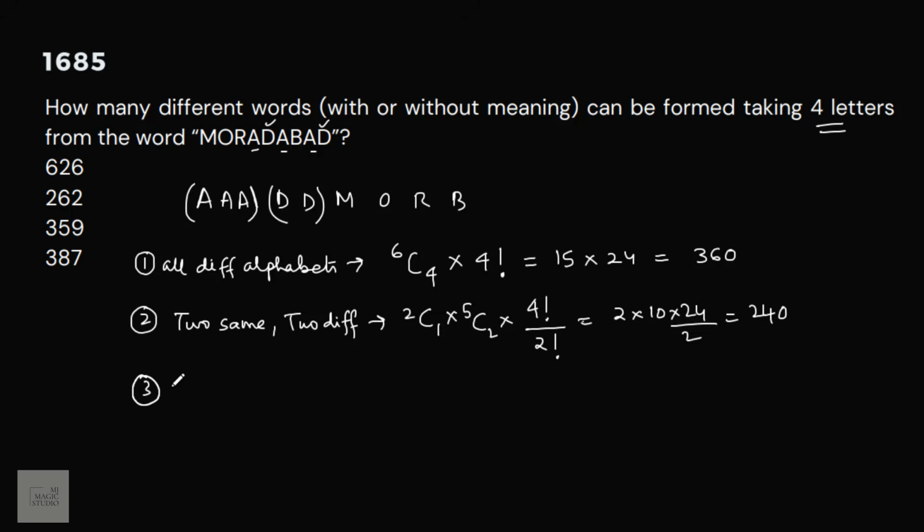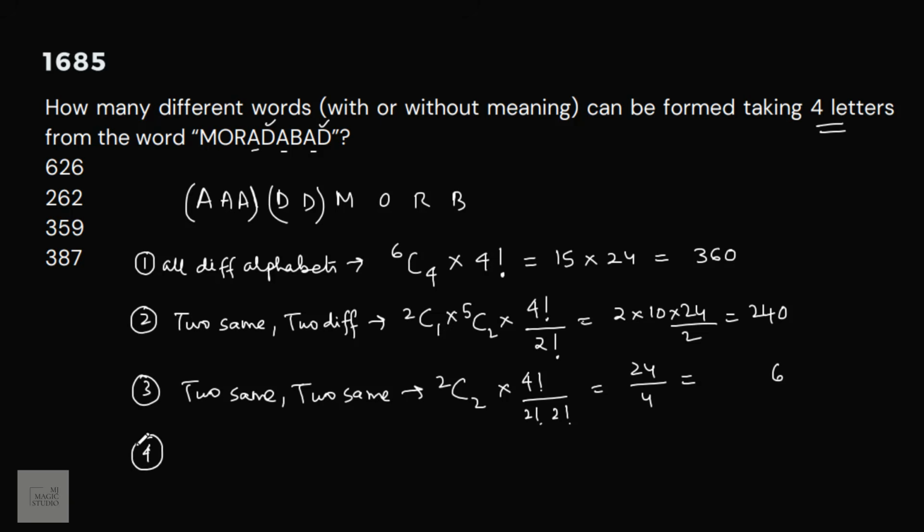Now the next case is 2 same, and another 2 are also same. Now we have 2 alphabets to select from and we need both. So that would be 2C2. Now we have 4 letters, but 2 are of the same kind and 2 are of the same kind. So 24 by 2 into 2 is 4. Hmm, that gives us 6.